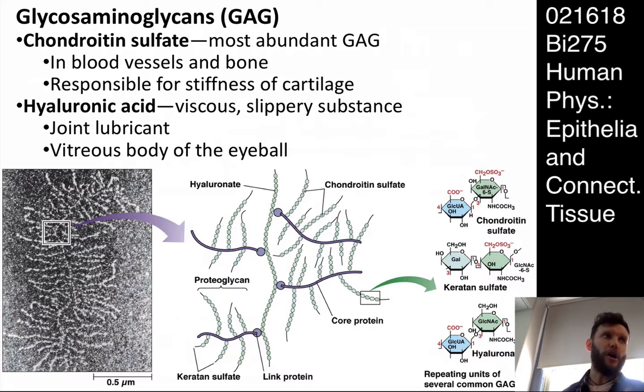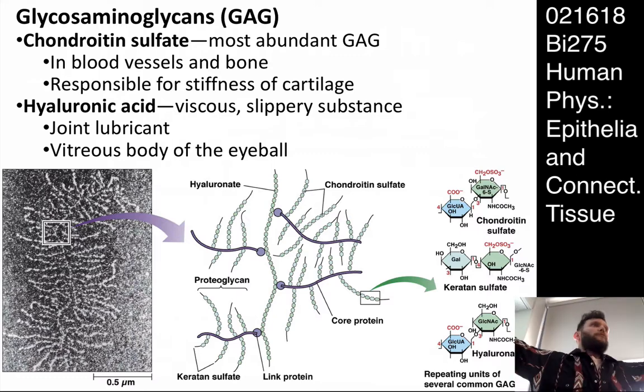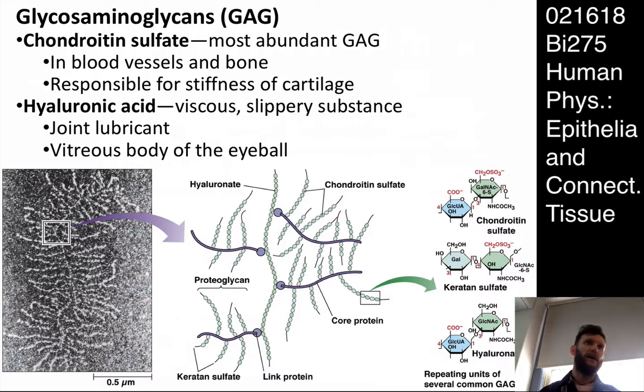Those anionic charges, what do we know about like charges? They repel one another. Yeah. And so because of that, that's going to help the chondroitin sulfate, these glycosaminoglycans, to fluff out, to want to expand as much as they possibly can to keep the negative charge away from each of the other ones. And it's going to make it pretty slippery.